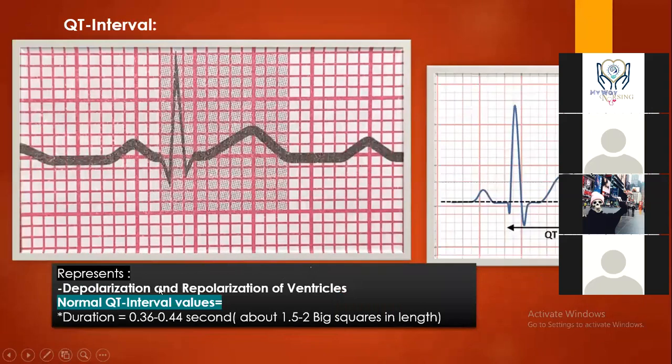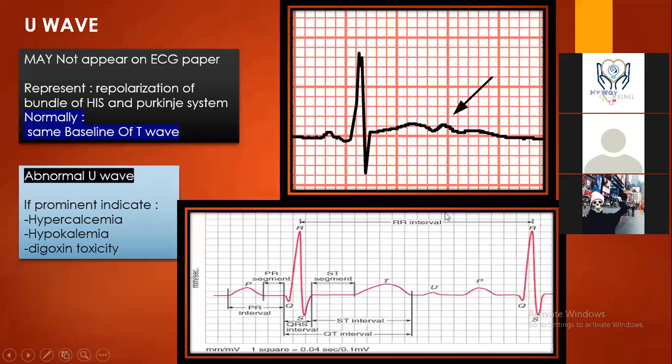QT interval represents what? Depolarization and repolarization of the ventricle. This is the QT interval, the QT time. It represents contraction and relaxation of the ventricles. Normal QT interval is from 0.36 to 0.44 seconds, meaning 1.5 to 2 big squares. This is the normal QT interval.